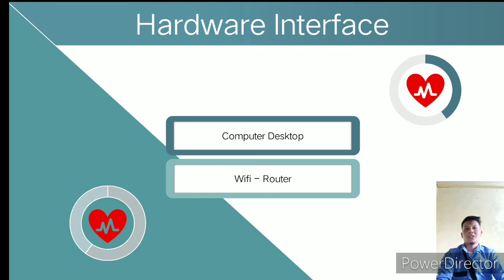This is the specification. The processor is Core i5, the memory is 8 GB RAM, and the storage is 500 GB internal storage. And then the Wi-Fi router is necessary to connect to the internet. The specification is LAN 1x1, LAN by 4 for RJ45, and the antenna for 2.4 GHz.